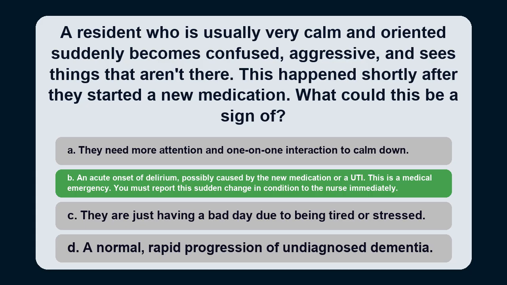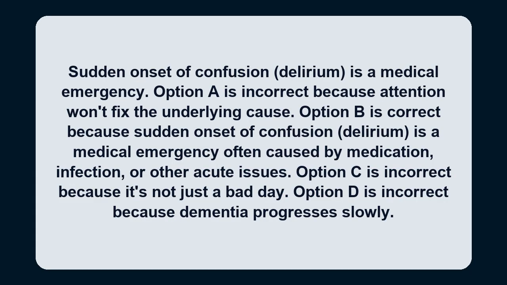The answer is B. Sudden onset of confusion, delirium, is a medical emergency. Option A is incorrect because attention won't fix the underlying cause. Option B is correct because sudden onset of confusion, delirium, is a medical emergency often caused by medication, infection, or other acute issues. Option C is incorrect because it's not just a bad day. Option D is incorrect because dementia progresses slowly.